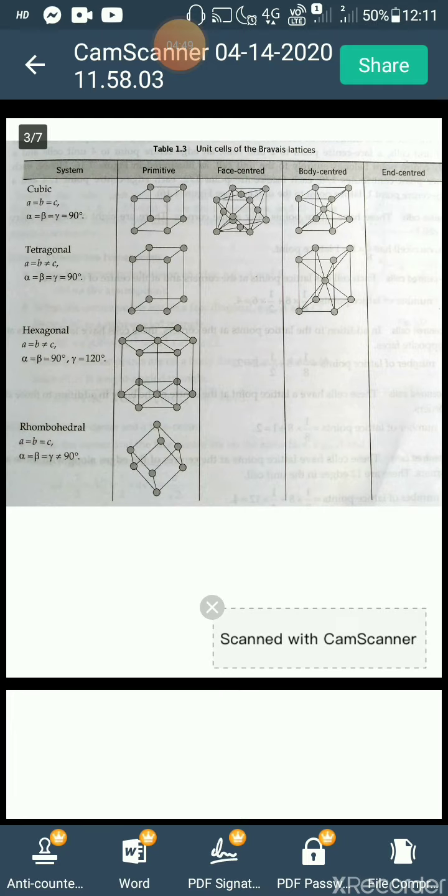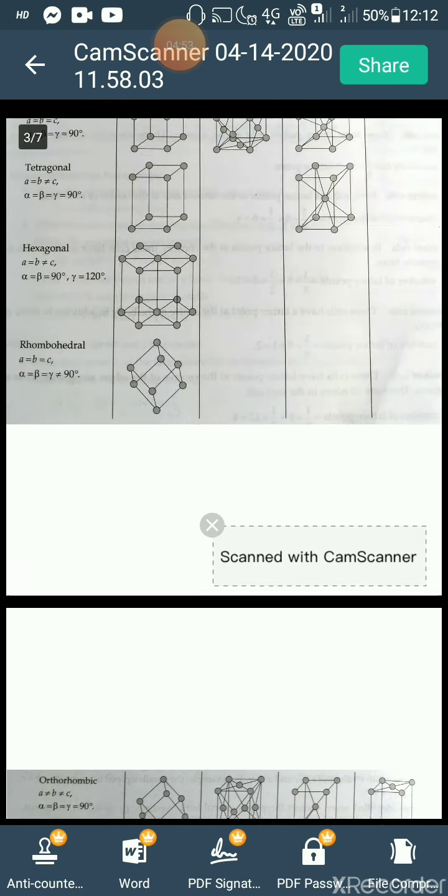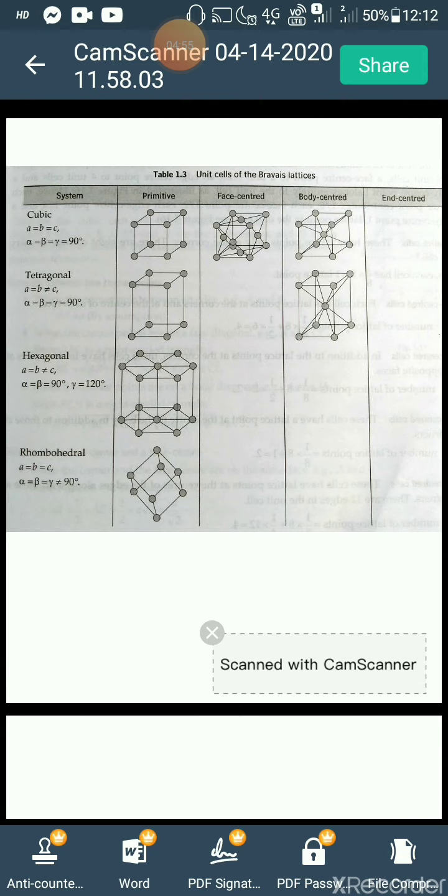Just take a screenshot. And orthorhombic, monoclinic, triclinic. Here the crystal system, cubic. In case of cubic unit cell, primitive, face-centered, and body-centered all are possible. In case of tetragonal unit cell, the primitive unit cell is possible and body-centered unit cell is possible, but face-centered and end-centered not possible.